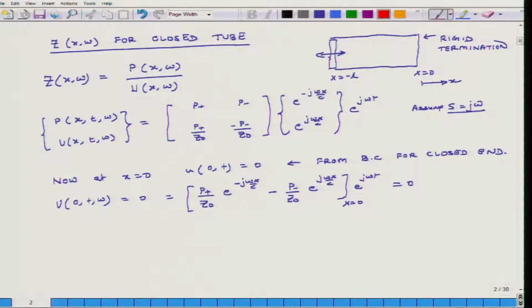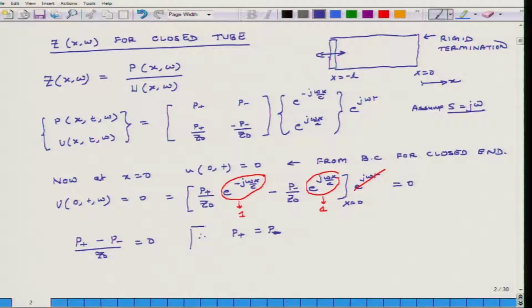So, one thing is that e to the power of j omega t cancels out, and when x is equal to 0, these terms become 1. Okay. So, what I get is p plus minus p minus divided by z naught is equal to 0. Therefore, p plus equals p minus. So, let us call this equation A and this is equation B.